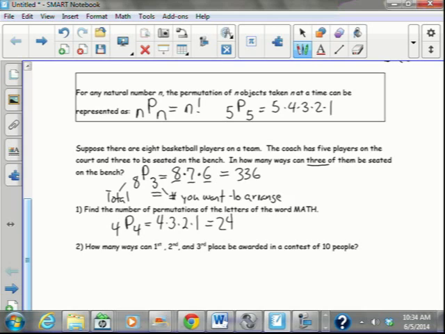All right. How many ways can first, second, and third place be awarded in a contest of 10 people? So you got 10 people. How many places are we going to be awarding? 3. So it's 10 times 9 times 8. So you go down 3. There's the first one, there's the second, there's the third. So 10 times 9 times 8 is 720. So you got 720 options.